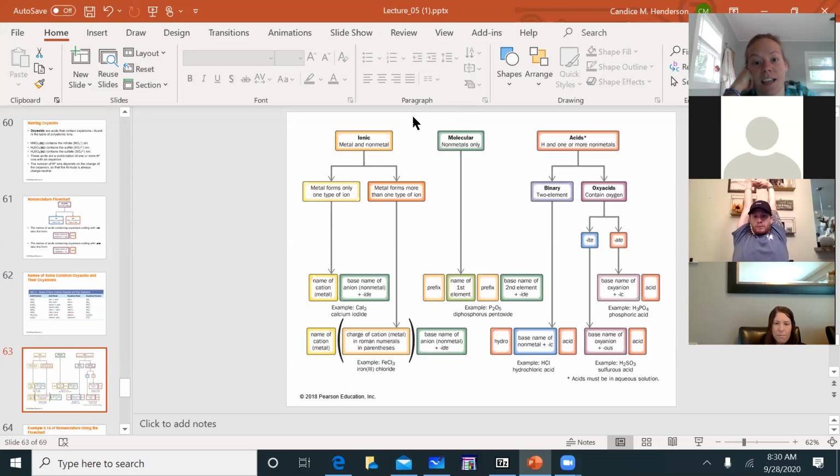So the first thing is to determine, is it ionic, is it molecular, or is it an acid? The way that we name each of these is different. If it's ionic, is it a metal with one type of ion, or is it a metal with two types of ions? If it's one type, drop down, we have this. If it's two, you can use this. Nonmetals or molecular, we use our prefixes. And then acids, determine if it's binary or oxyacid, and go from there.